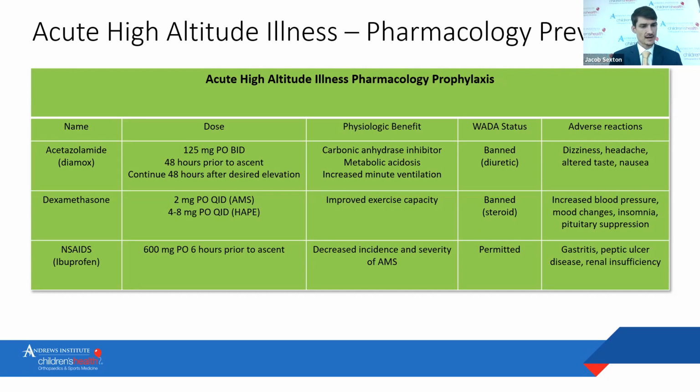Dexamethasone, or steroids, follow the same thought process. The typical dosing is 2 milligrams by mouth 4 times per day for acute mountain sickness, and 4 to 8 milligrams by mouth 4 times per day for altitude pulmonary edema. The theory behind the physiologic benefit is that it improves exercise capacity, but since this is a steroid-containing material, it is banned by the World Anti-Doping Agency. So again, this would be reserved for your recreational and non-competitive athletes.